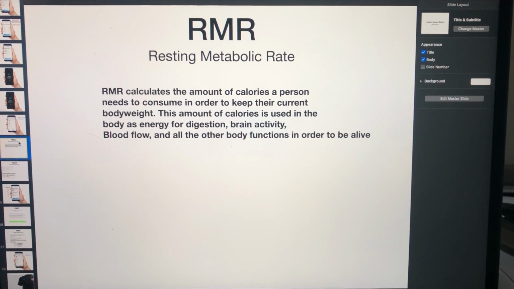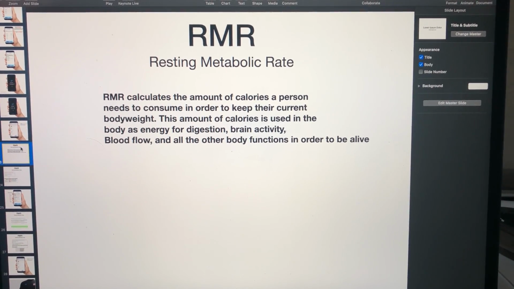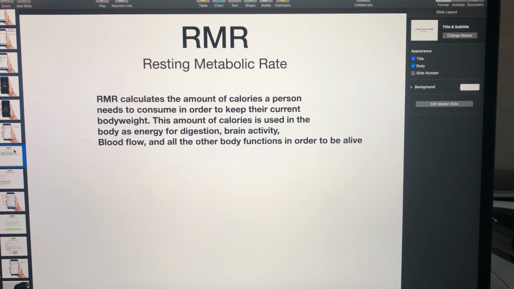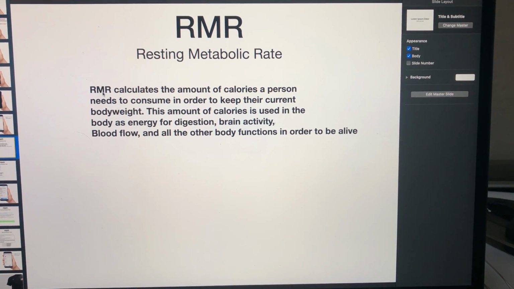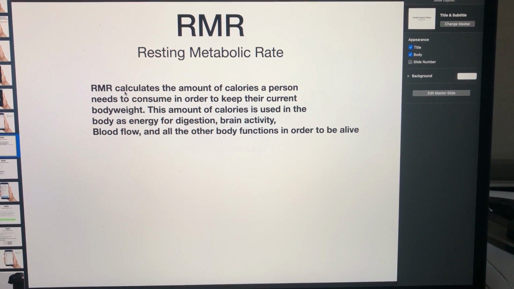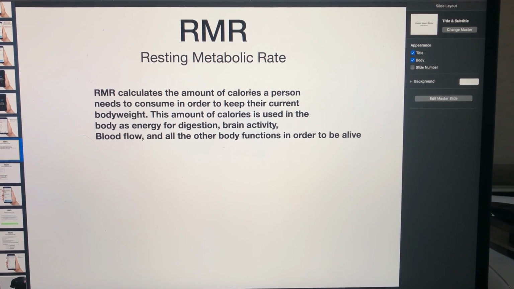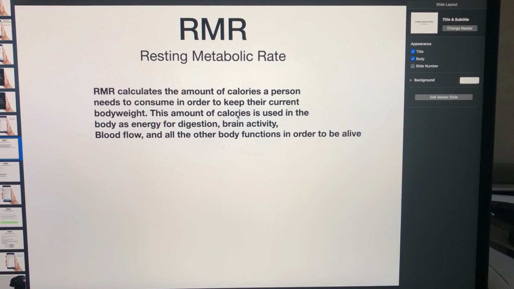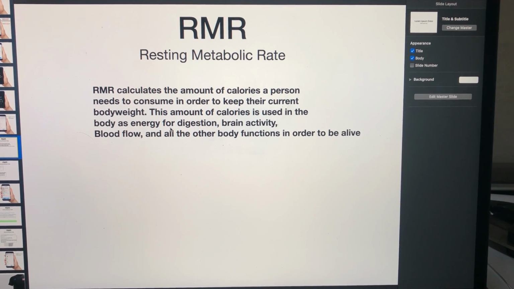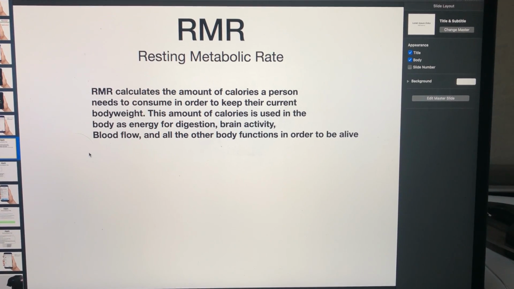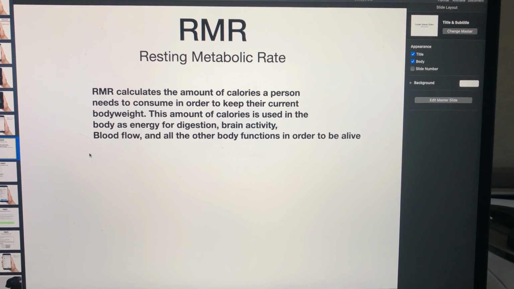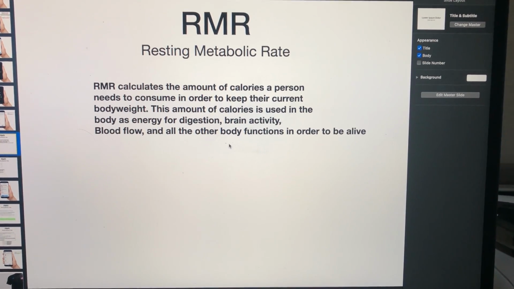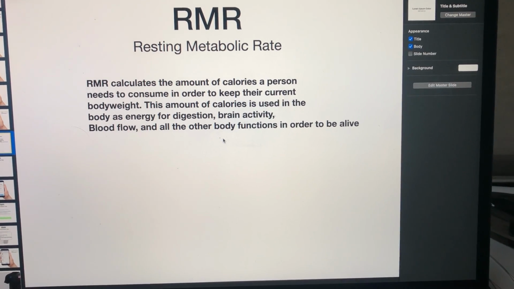All right, so in order to find a person's daily calories, we're going to use this thing called resting metabolic rate. And resting metabolic rate calculates the amount of calories a person needs to consume in order to keep their current body weight. This amount of calories is used in the body as energy for digestion, brain activity, blood flow, and basically any other function in order for the body to stay alive.